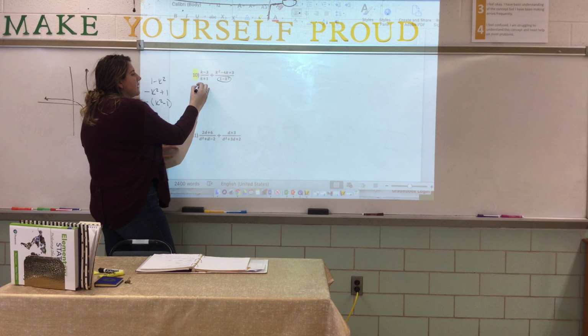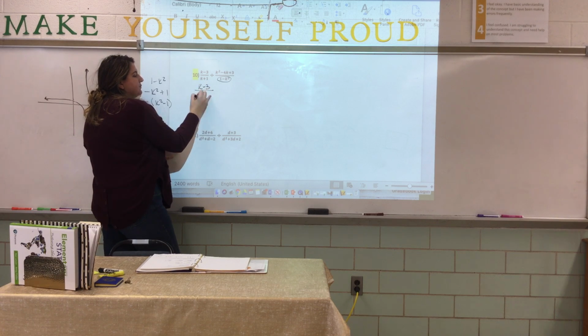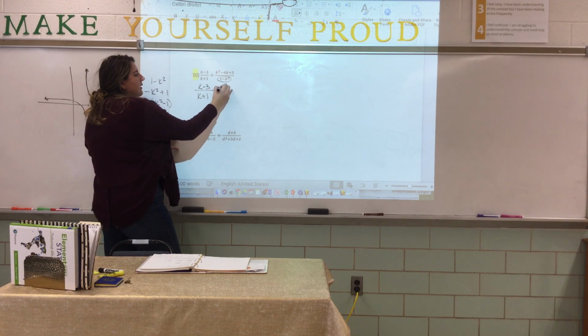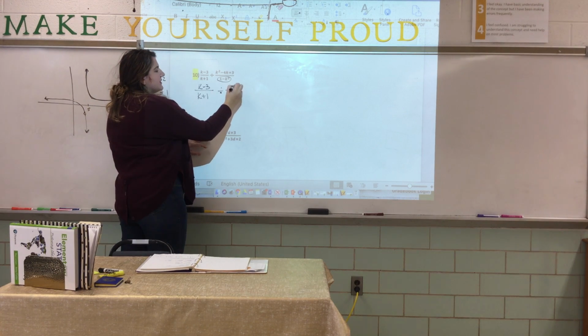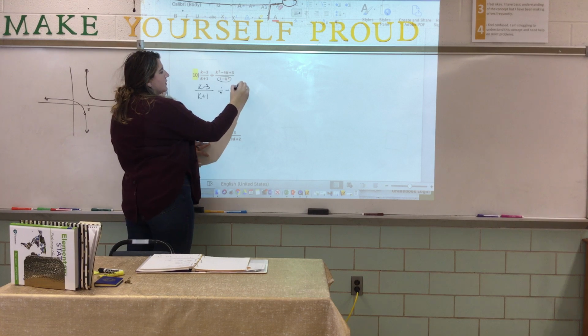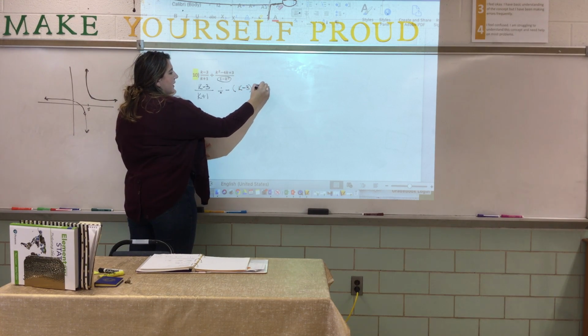So I'm going to rewrite this as k minus 3 over k plus 1 divided by a negative. I'm pulling it out in front. This top is going to factor to k minus 3, k minus 1.